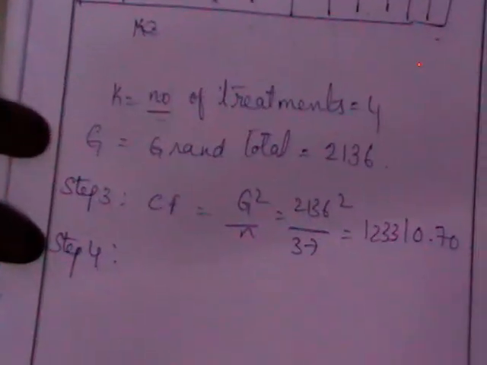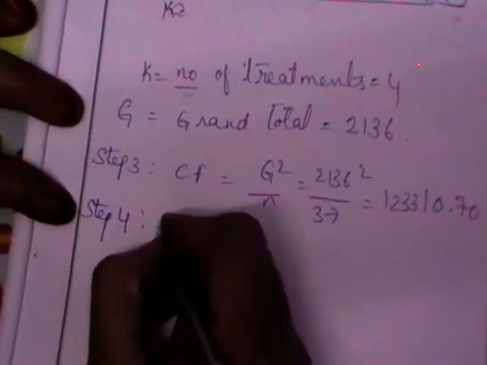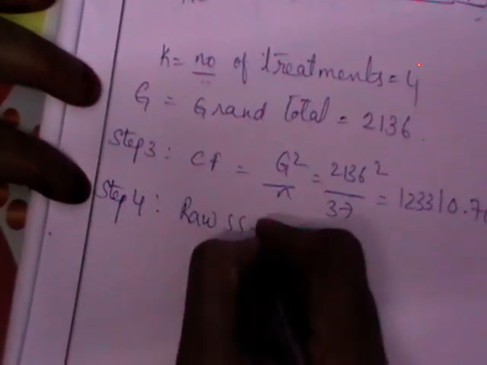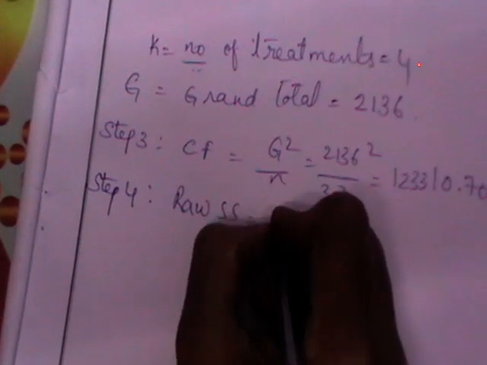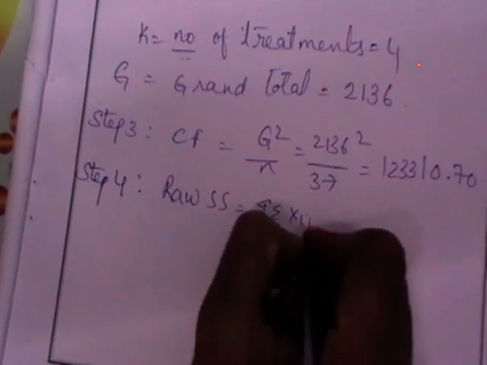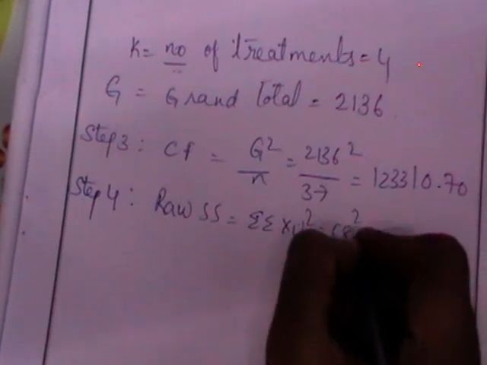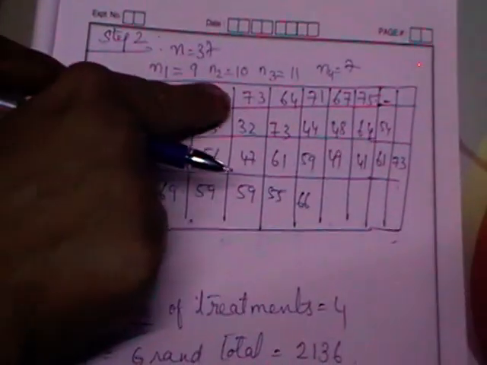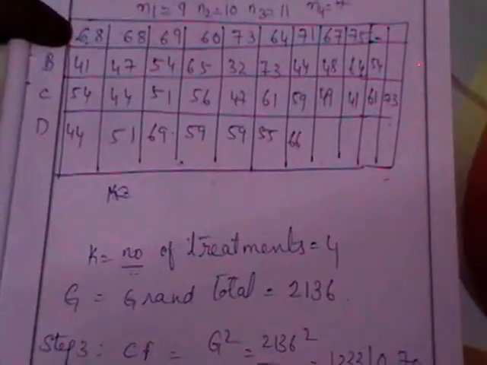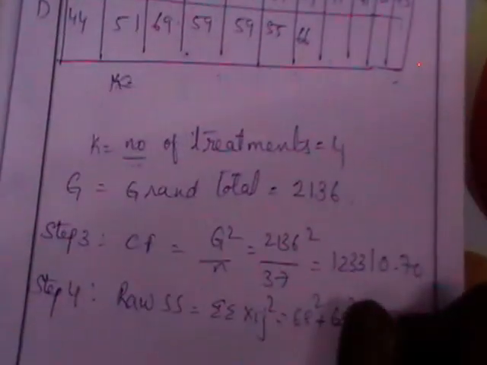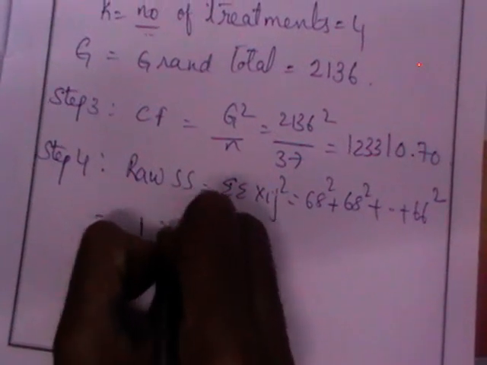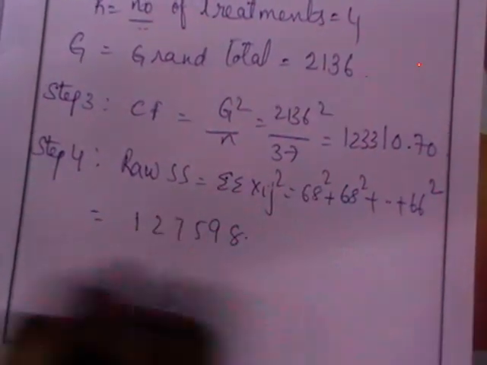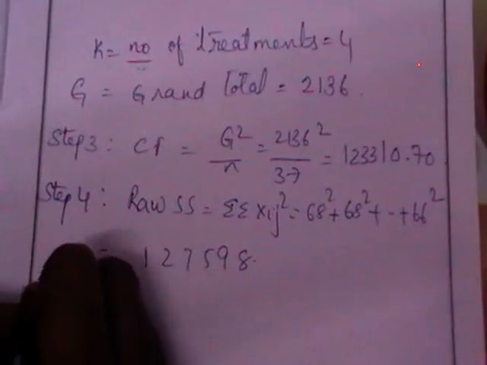Then step 4, what you need to calculate is nothing but the raw sum of squares, which is nothing but you need to square each observation. That means double sigma xij square, meaning 68 square, 68 square, 69 square, 60 square till 66 square. You need to square each observation and add all those. I got the raw sum of squares as 127598. This is step 4, which is called the raw sum of squares.